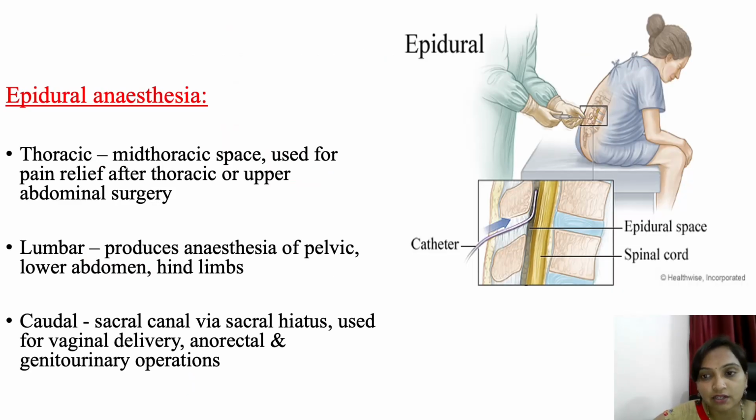One more trending type of anesthesia nowadays is epidural. This is helpful in case of even thoracic and abdominal surgeries. That is the importance of this. Any thoracic procedure also can be done. Mid thoracic space is used for pain relief after thoracic or upper abdominal surgeries. Lumbar epidural anesthesia is used for any pelvic or lower abdominal and hind limb surgeries.